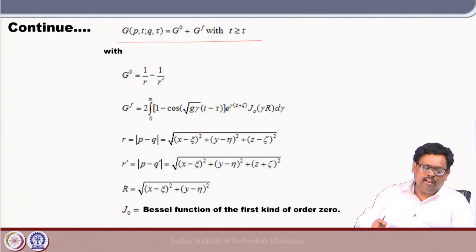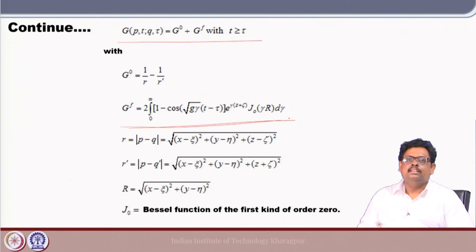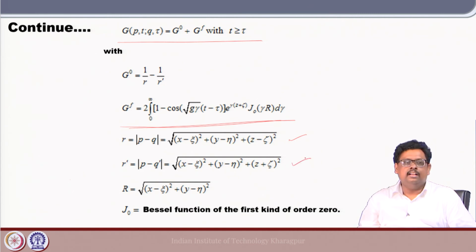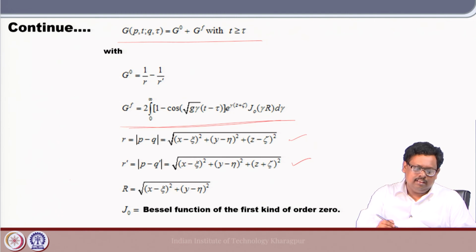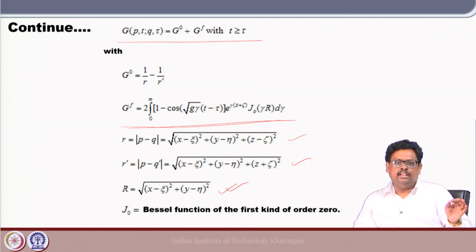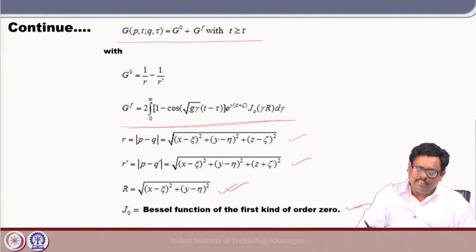Now, in this impulsive Green's function, you can see this is the formulation, and here you can see the definition of the small r, the definition of r dash, which is the image of r, and then the capital R, which is the projection, and then Z0 is called the Bessel function.